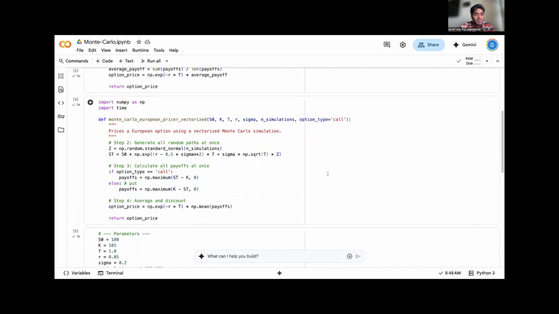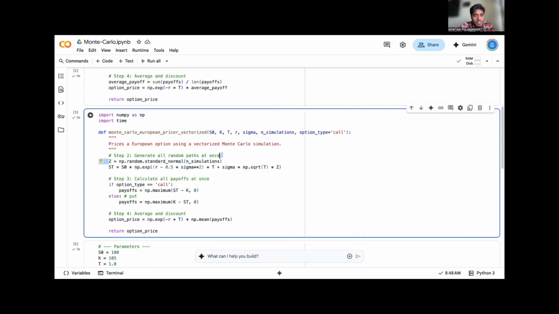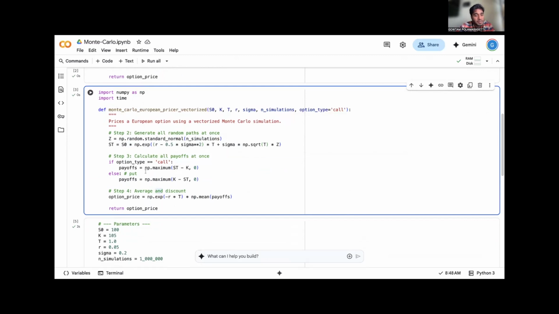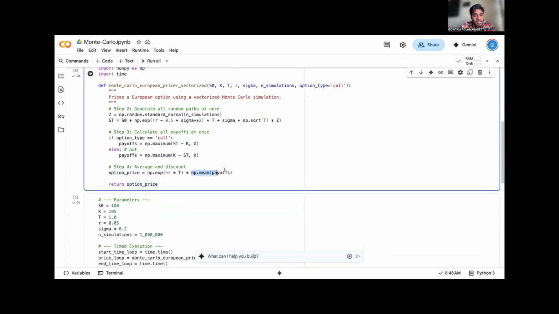Now let's look at the vectorized Monte Carlo European price. Here, we generate all random paths at once. Using this line, we generate an array of random variables and store it in Z. Now, using this array of random variables, we generate another array of terminal prices and store it in ST. Now, if the option type is call, we generate the payoffs, which is np.maximum of ST minus K, 0. If it is not call, payoffs is equal to np.maximum of K minus ST, 0. After calculating the payoff array, we discount its mean at the risk-free rate over time to its present value and return the option price.